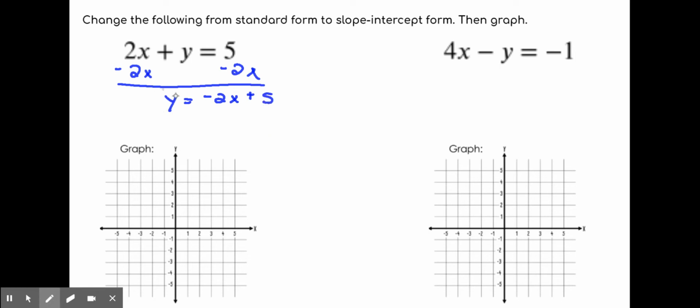Now, this is already isolated, right? This is 1y, so I'm done here. So I have y equals negative 2x plus 5. My slope is negative 2 over 1, and my y-intercept is 5.